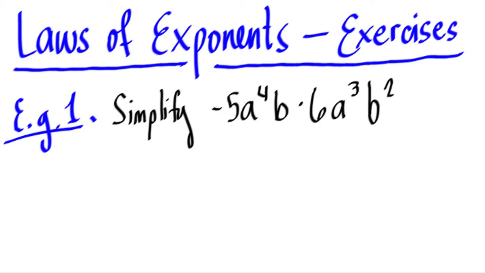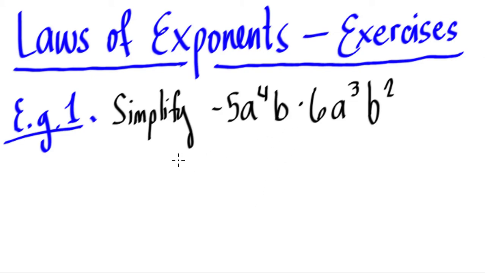Okay, so for the first example, we are asked to simplify negative 5a raised to 4b times 6a cubed b squared. So you can pause the video and try this right now. Okay, so after this, let's try to answer. Hope you have the answer already.